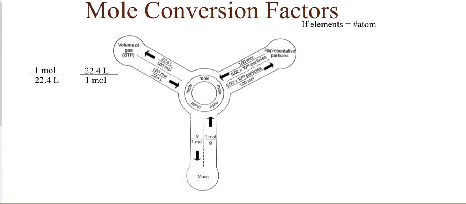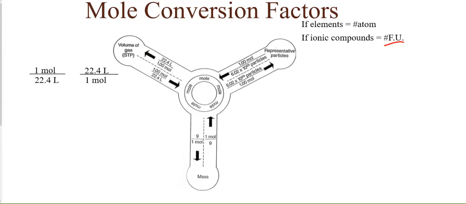If you want to deal with representative particles, you should probably write this down in your workbook. If you're working with individual elements, like lithium, just Li, your number of particles would be called atoms. If you're working with ionic compounds, that would be lithium chloride, for instance, you'd be dealing with formula units. That's what the particles would be called.